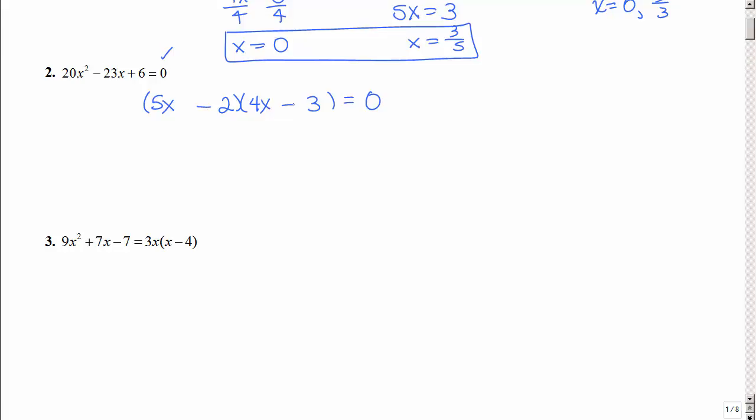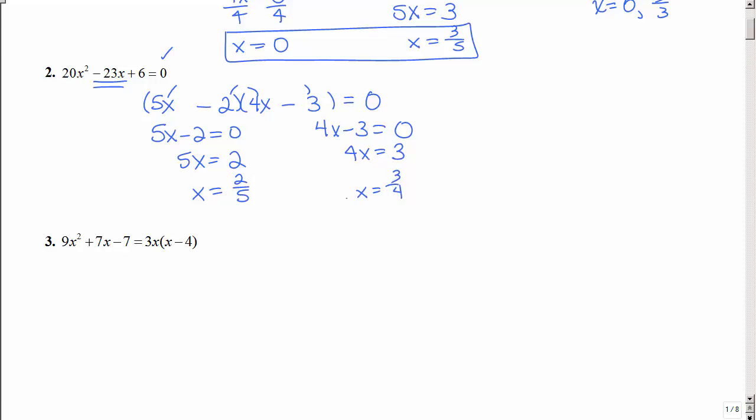But you want to make sure that it's correct by checking the outer terms, which would be negative 15, and the inner terms would be negative 8, which add together to make a negative 23x. So again, now that I have factored, I set each factor equal to 0. And then solve for x. So I'm going to add 2, and I'm going to divide by 5. Here I'm going to add 3 and divide by 4. So again, I have two answers.